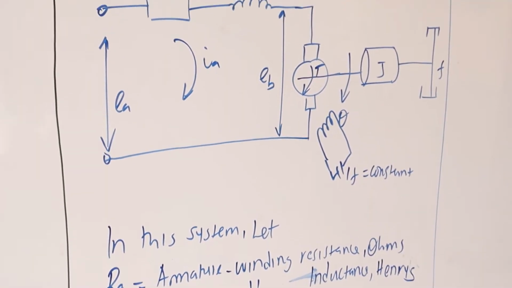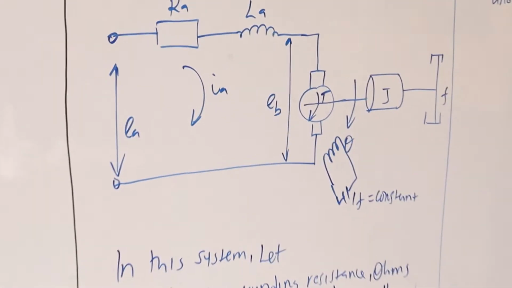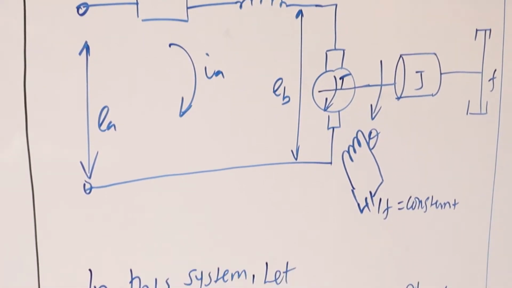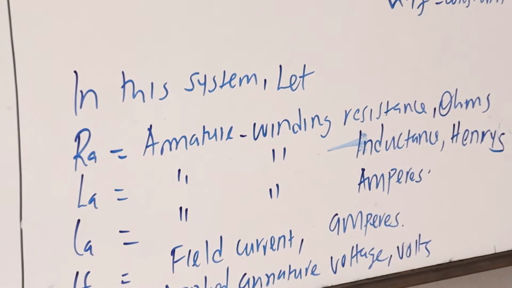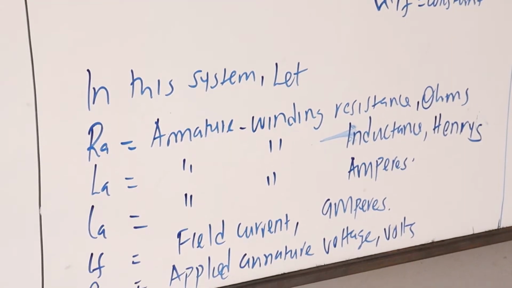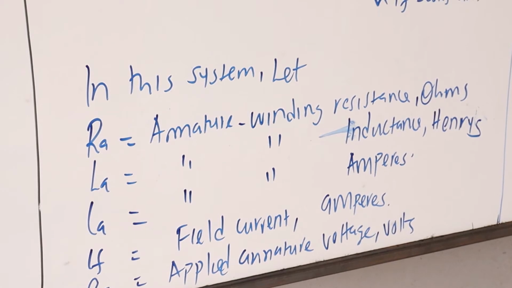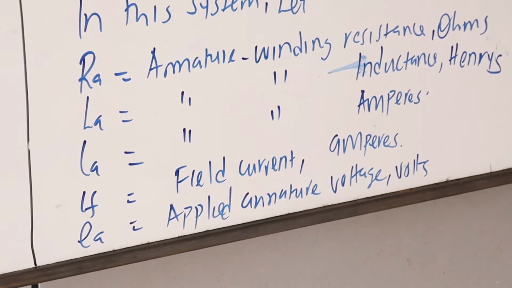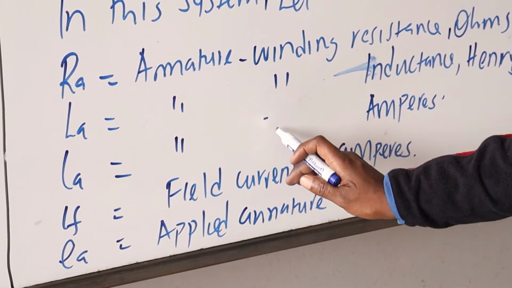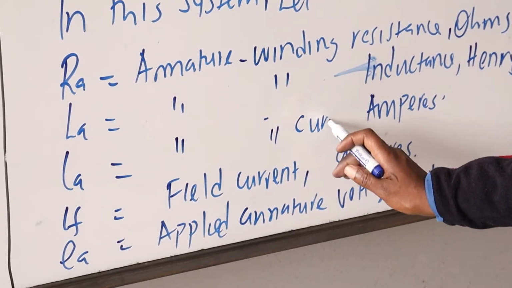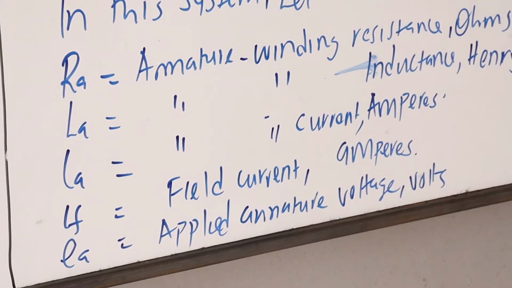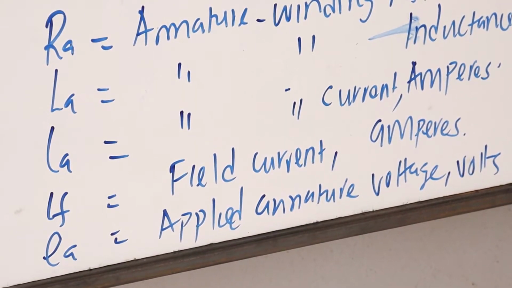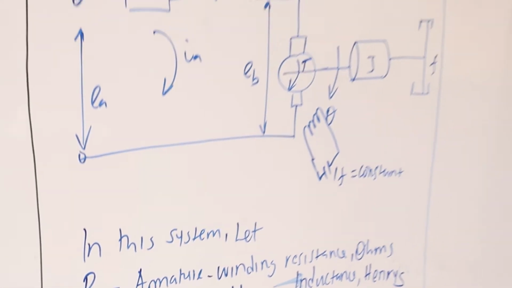We have talked about what each expression represents. RA is the armature winding resistance in ohms, LA is the armature winding inductance in henries, and IA is the armature winding current in amperes. IF is the field current, again in amperes. EA is the applied armature voltage in volts, and EB is the back EMF in volts.